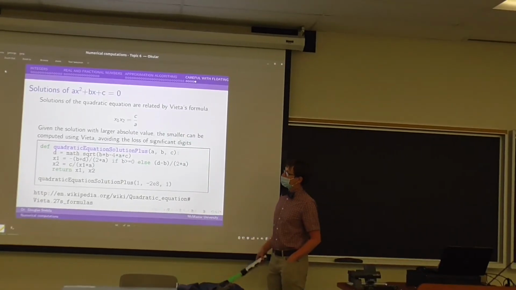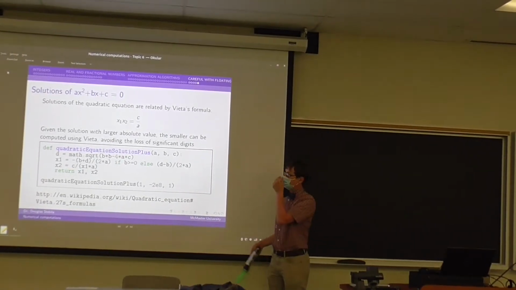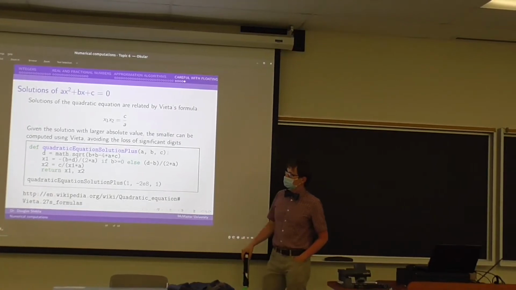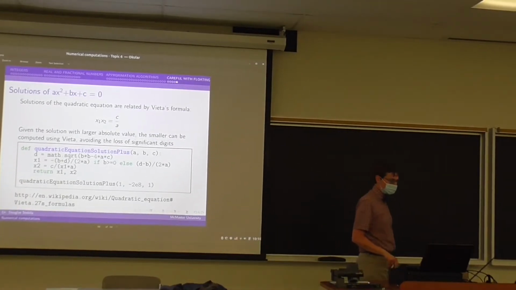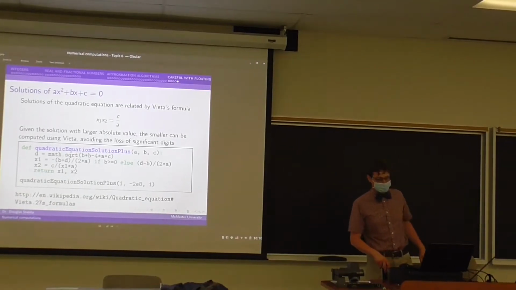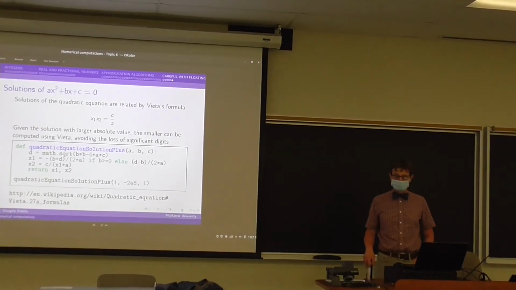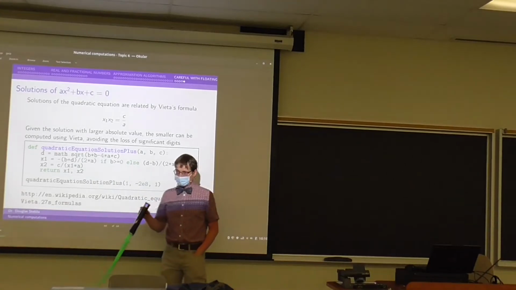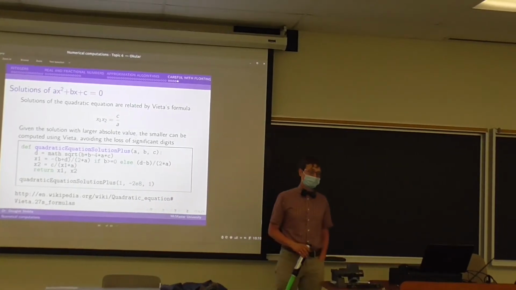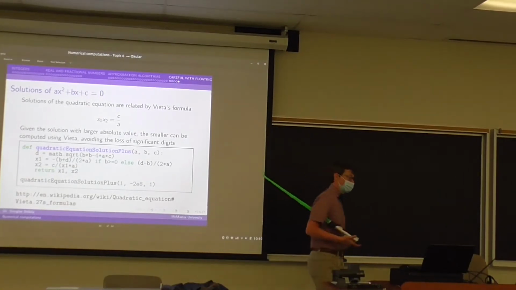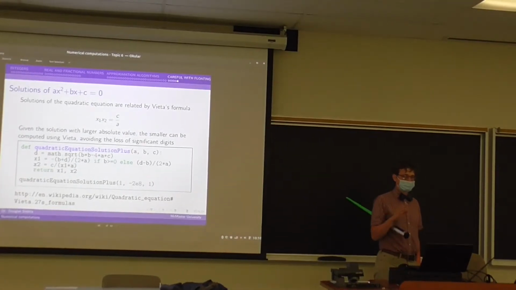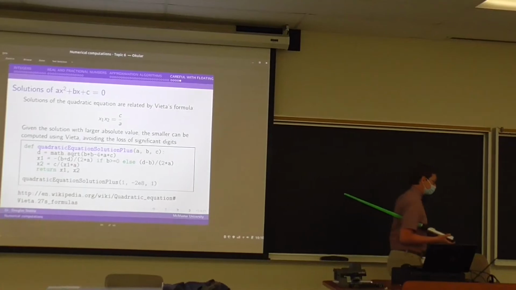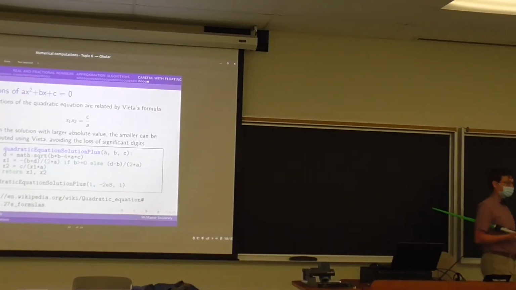So, solutions to the quadratic equation are also related by Vieta's formula. x1 times x2 is equal to c over a. Given the solution with a larger absolute value, the smaller can then be computed via Vieta, avoiding loss of significant digits. So, if you're having problems with a formula giving you results that might not be accurate, it is totally correct to sometimes suspect the formula itself. And it's particularly its interaction with floating point arithmetic.